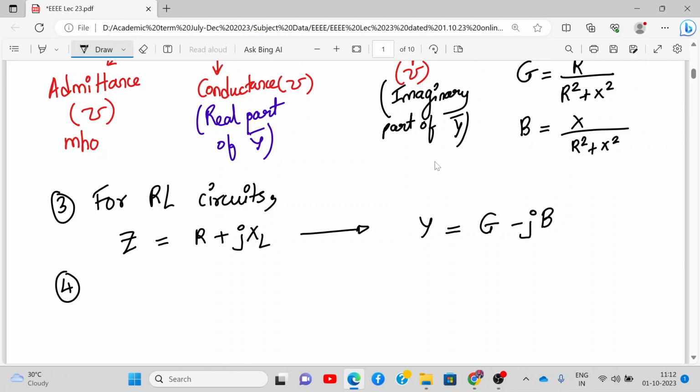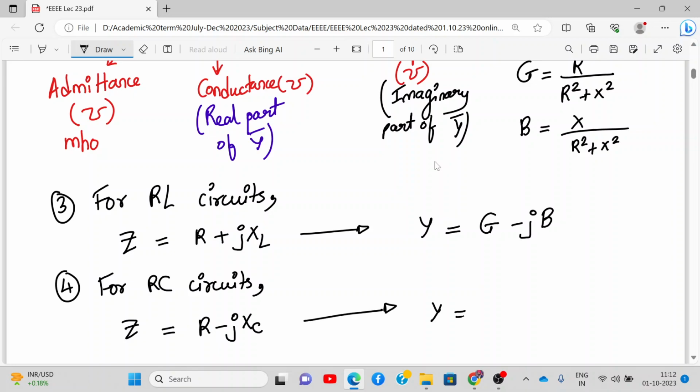Similarly for the RC series circuit, what was Z given by? Z was given by R minus JXC. Correct? What will be Y given by? G plus JB. So please note it down. Completed up till here? Any doubts so far? Okay.